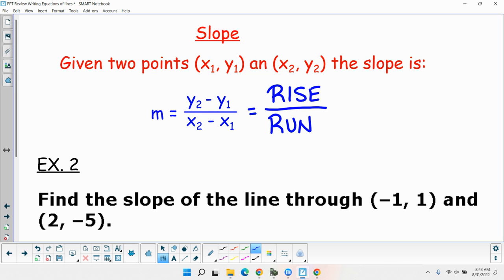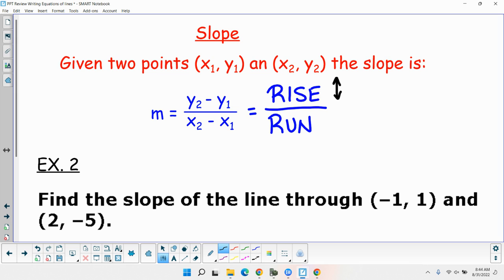When we say rise, what are we thinking about? Up and down, right? And what axis is up and down? Elena, which axis? What's its name? The up and down one. The y-axis. That's why the y's are in the top.